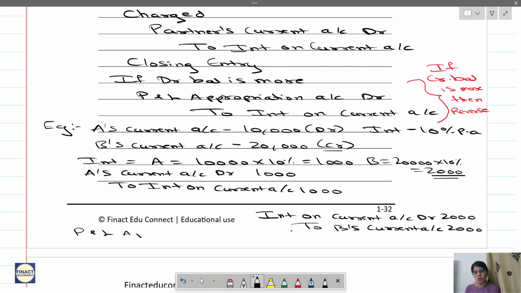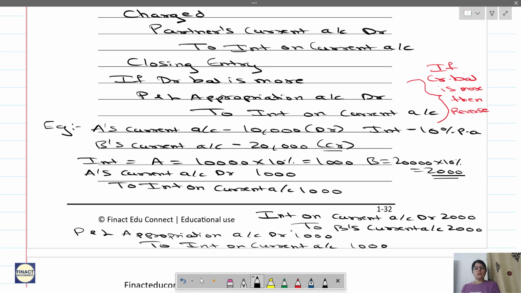We have to credit interest on current account and transfer it to profit and loss appropriation. So the closing entry will be profit and loss appropriation account debit 1,000 to interest on current account. Now I am just writing INT, but don't use those short forms, okay? I write it in full, interest.